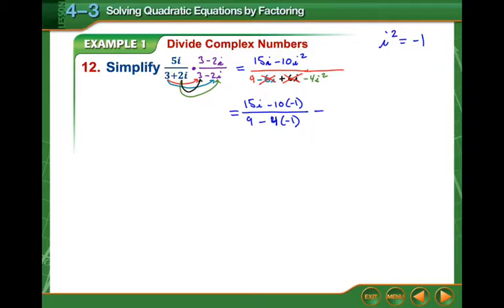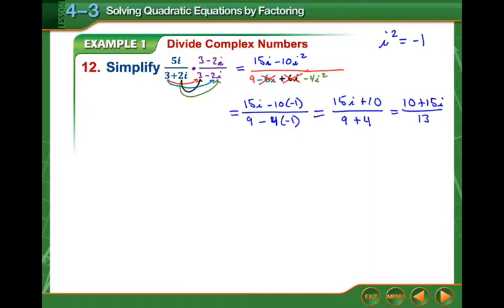So multiplying on the top, we get 15i plus 10. We're going to rearrange that because we don't like it to be in that form, but that's okay. On the denominator, we get 9 plus 4. So we're going to rearrange the numerator, so it's 10 plus 15i. And the denominator, 9 plus 4, is just 13.